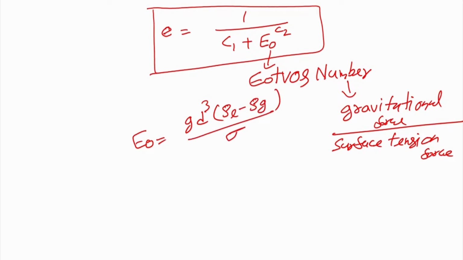So, this is the way Eötvös number is being defined. You can say that this is the ratio of the gravitational forces to the surface tension force. Most of these correlations are developed in this way.